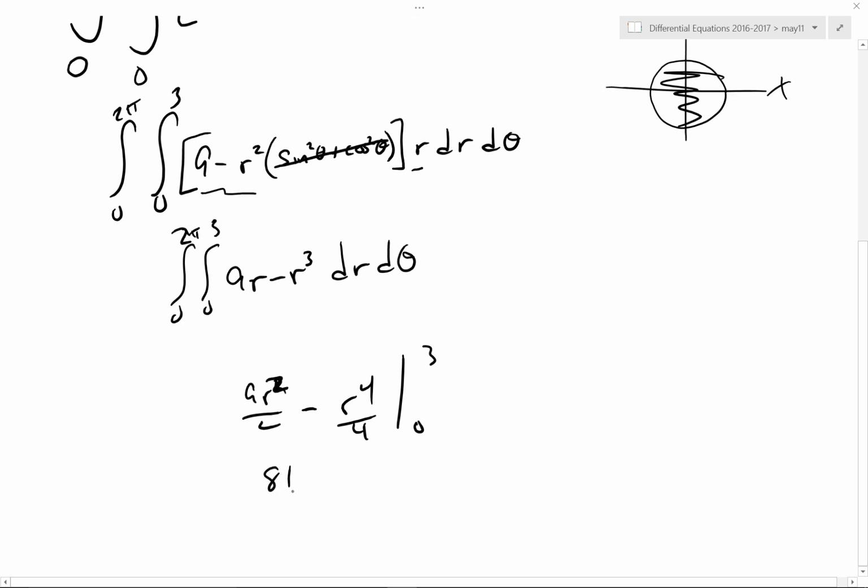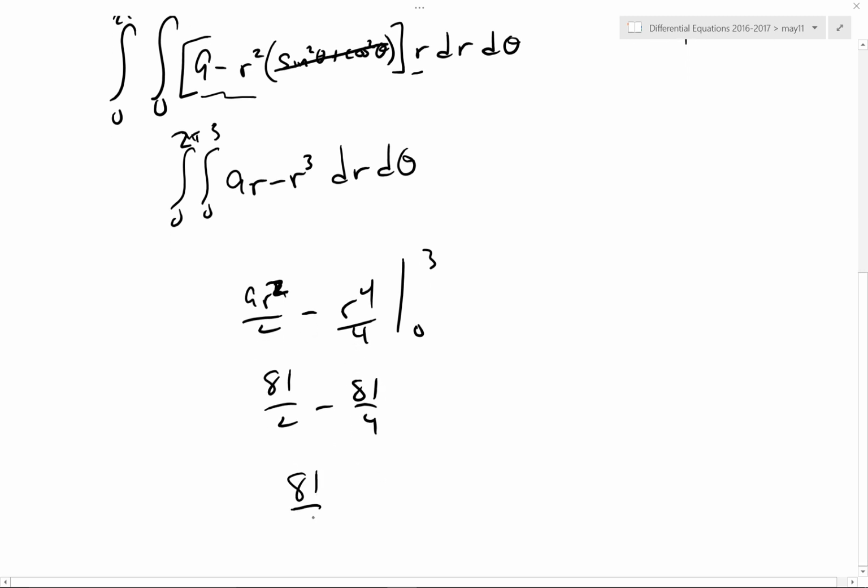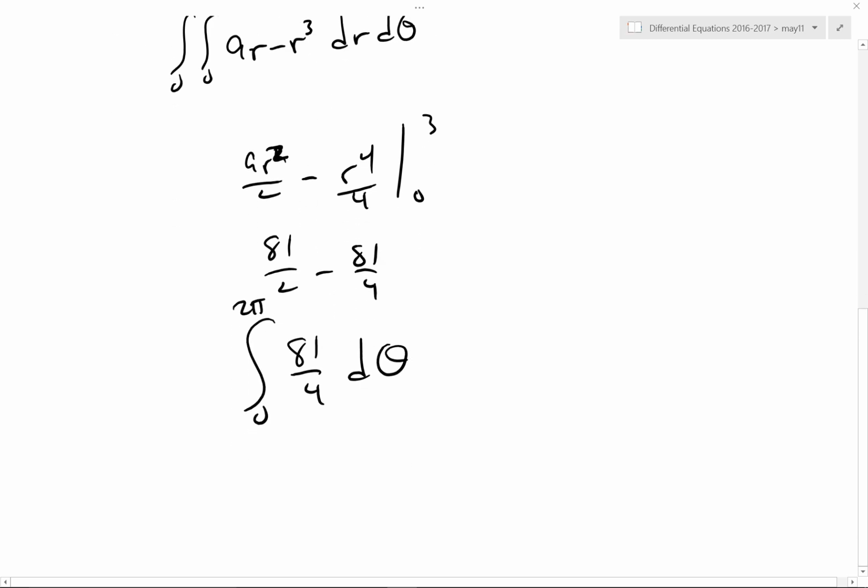So that's 81 halves minus 81 fourths, which is 81 fourths. That's cute. And d theta, 0 to pi. So I should get 81 halves pi. In theory.